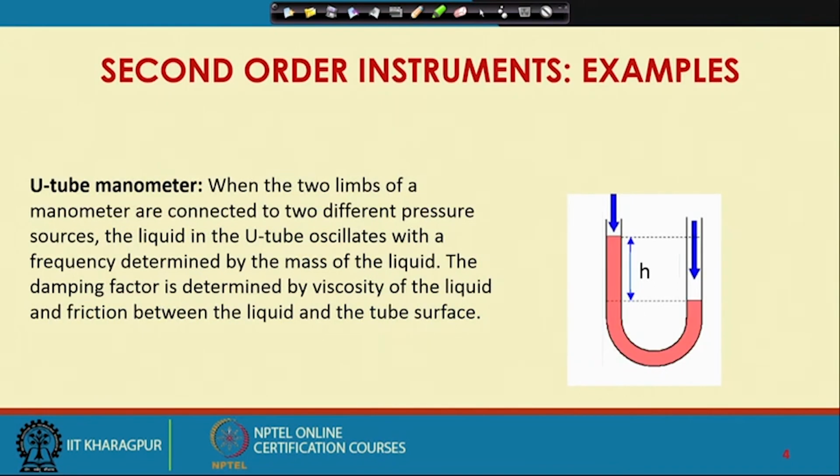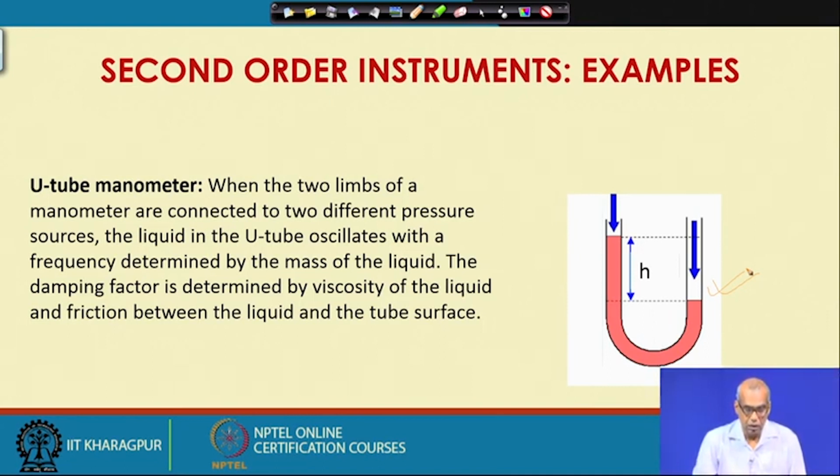So, this is a schematic of a U-tube manometer. Commonly, it is made of glass tubes bent in the form of a U. These are the two limbs of the U-tube manometer. These two limbs are connected to different pressure sources.